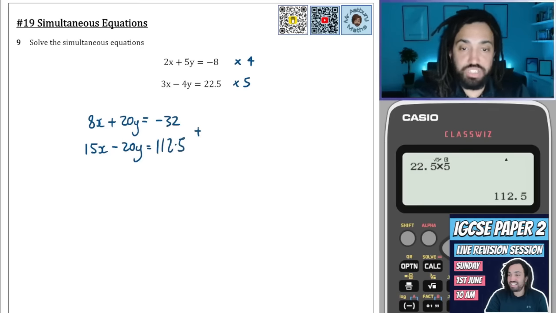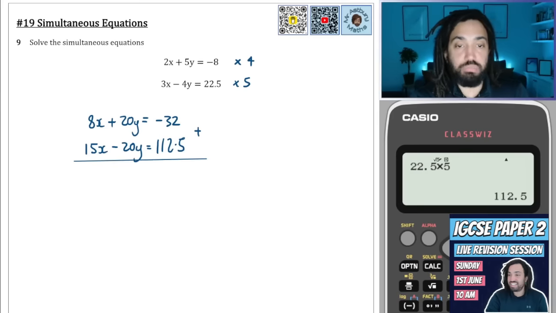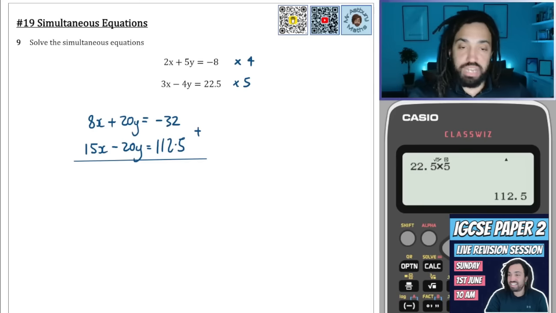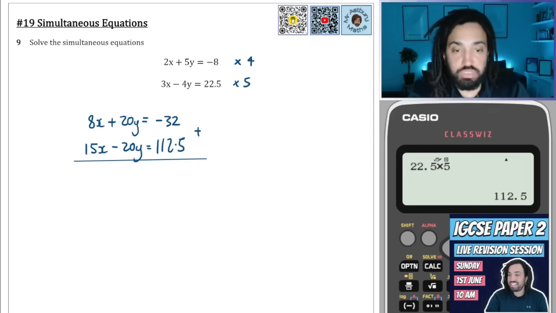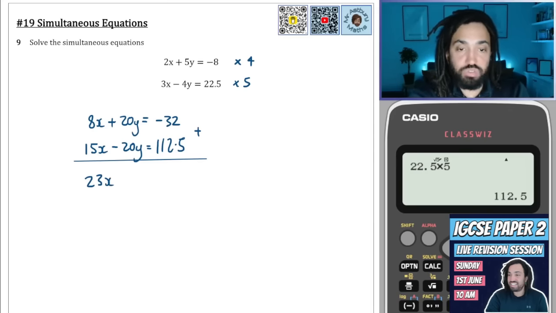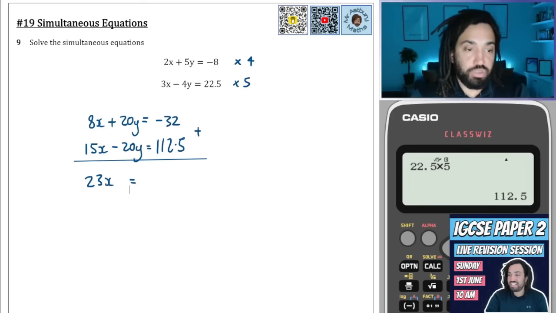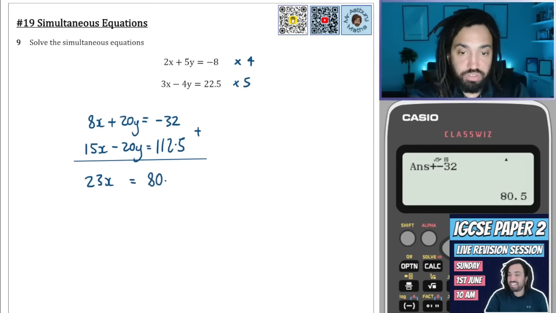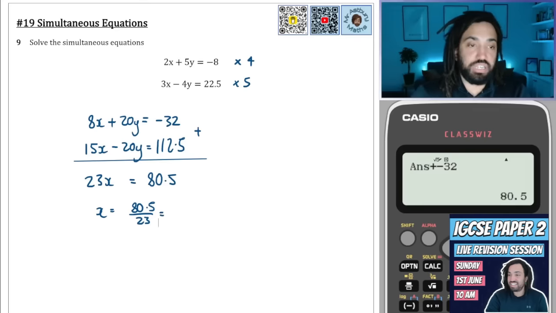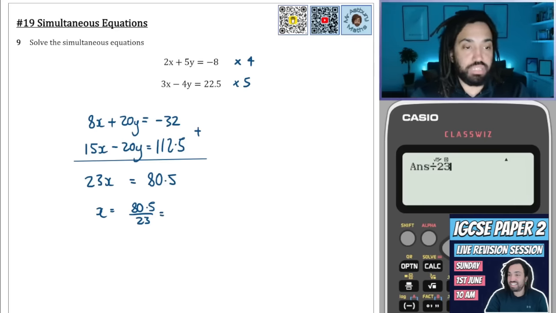Okay, and now we're going to add these two equations together because the y's are lined up, but one's a positive, one's a negative. So when adding them together, we're going to cancel out the y's completely, which will give us 23x. And then we're going to add that to minus 32. And that is going to give us 80.5. And then we're going to divide through. We're going to hope for a nice number, because if we've got some really funky decimal, then we know we've probably made a mistake. 7 over 2, that is a nice number, 3.5, lovely.